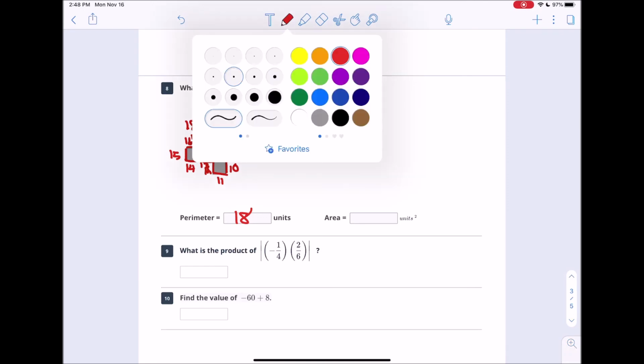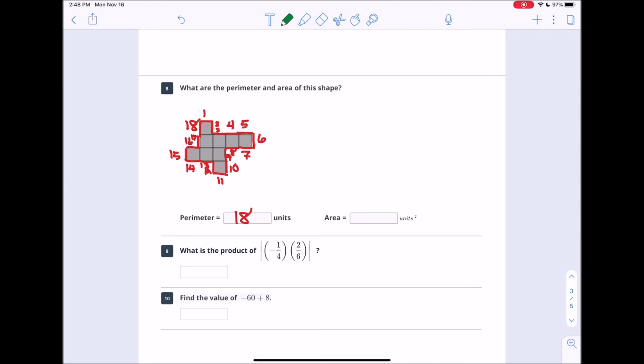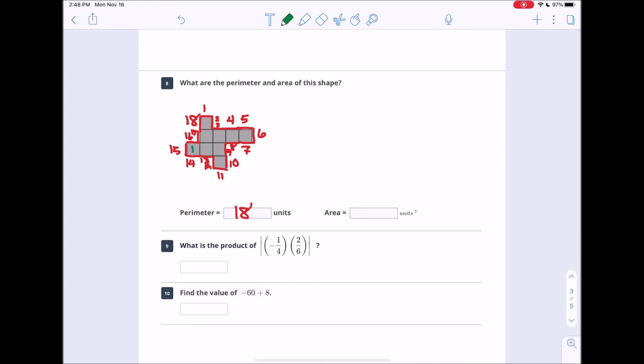Now, for the area, remember the perimeter is the outside. That means the area is the inside. So all we have to do is count the squares. So 1, 2, 3, 4, 5, 6, 7, 8, 9. So our area is 9 units squared.